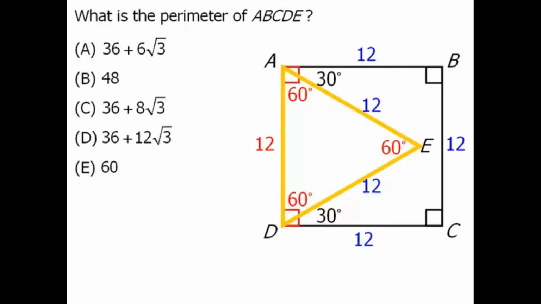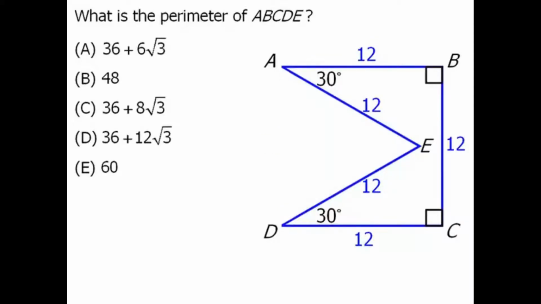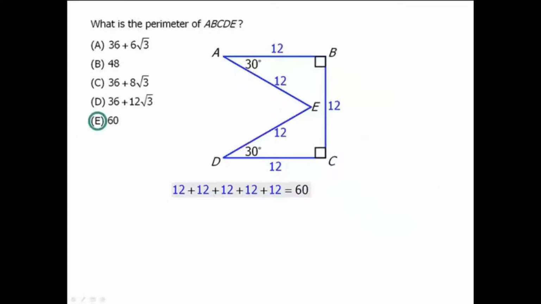We now have enough information to calculate our perimeter. Let's remove this extra information here. We can now see that our perimeter is equal to 60. So our answer is E.